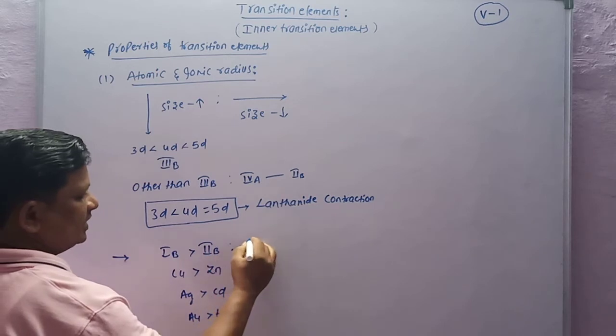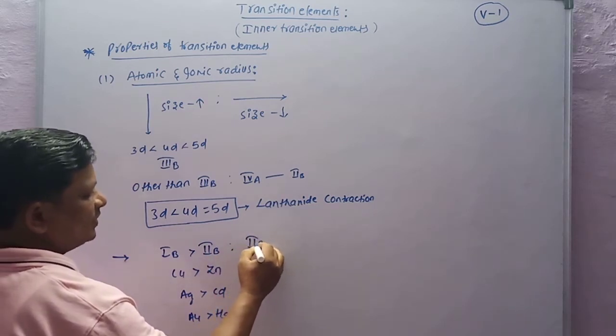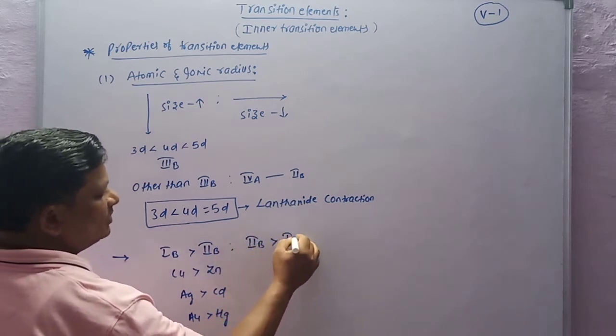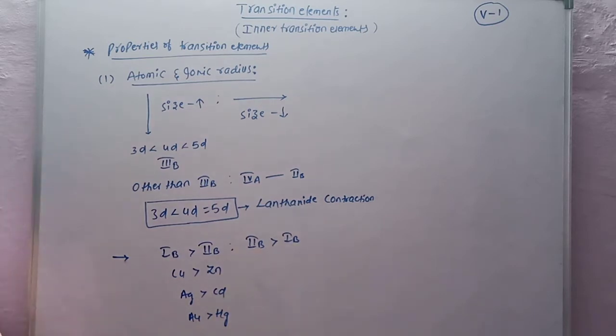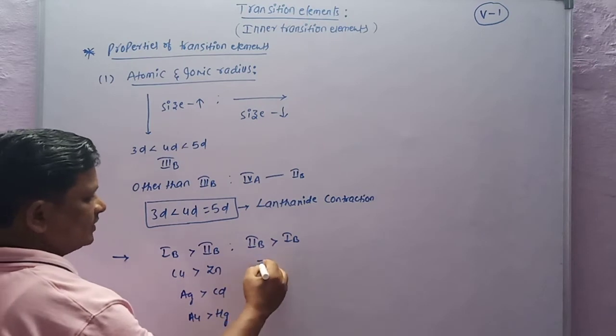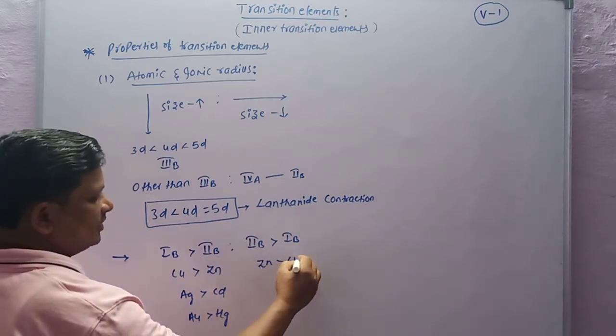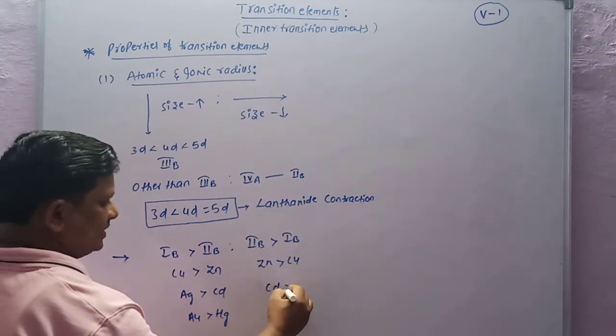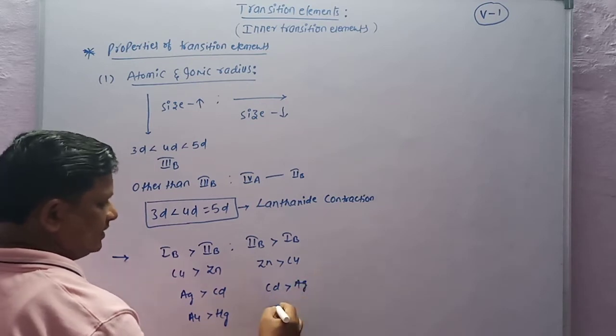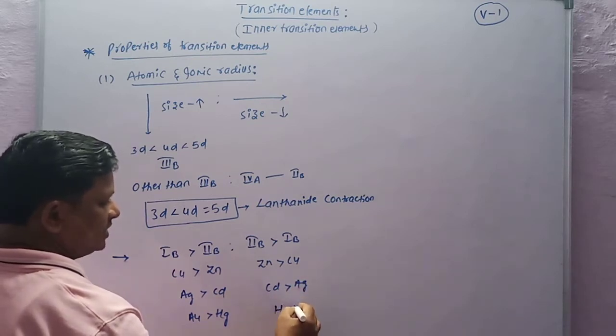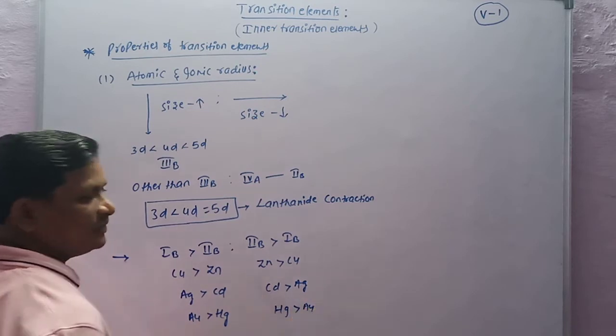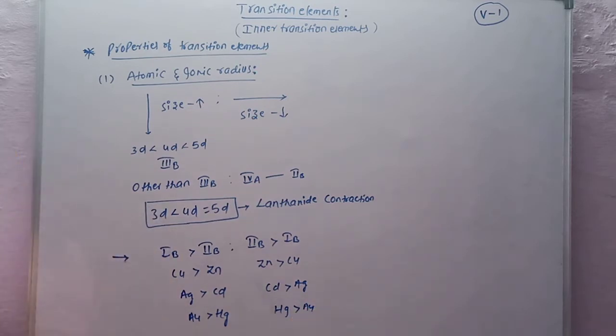the exception is that second B group elements are greater than first B group elements. So now zinc is greater than copper. Cadmium is greater than silver. Mercury, Hg, is greater than gold, like that. So these are the exceptions in atomic and ionic radius.